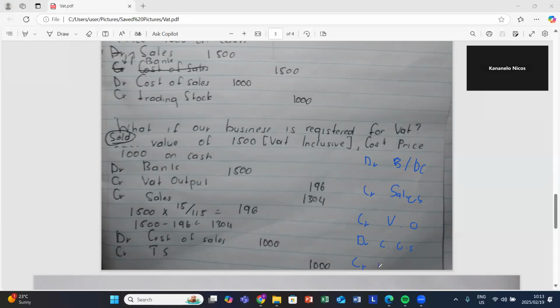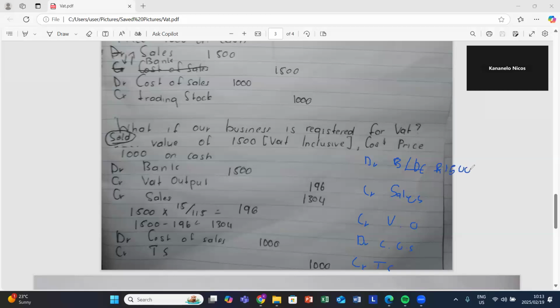So let's make an example. In the same example, let's just say that our business is actually registered for VAT. And then they told us that you sold trading stock with a value of 1,500, but that 1,500 is VAT inclusive. And then you sold it on what? On cash. Obviously, when you sold the product on cash, you'll write bank. Bank will always debit the amount that you received. How much did you receive? 1,500. So you'll debit 1,500 in your bank.